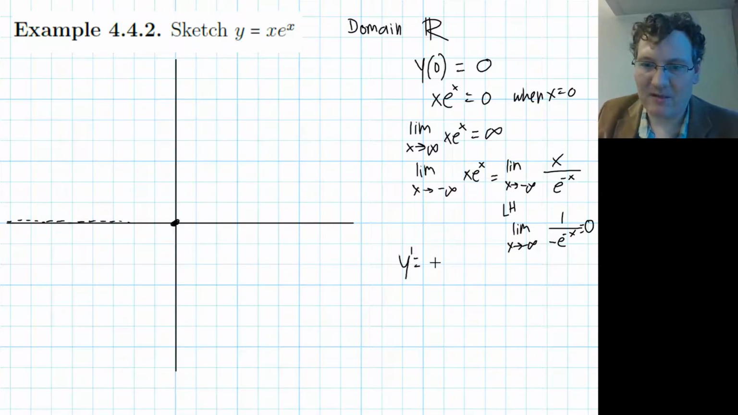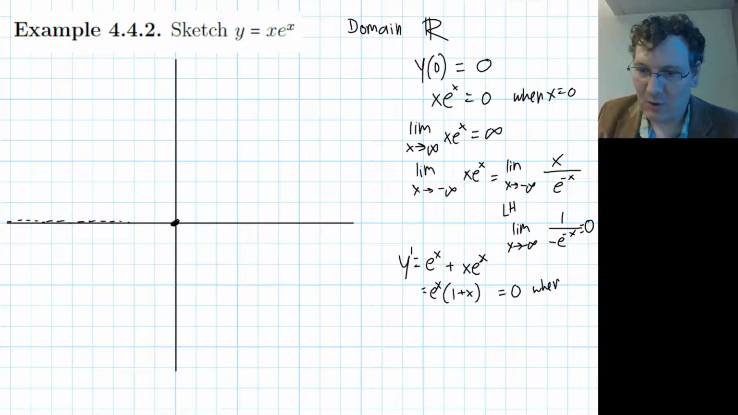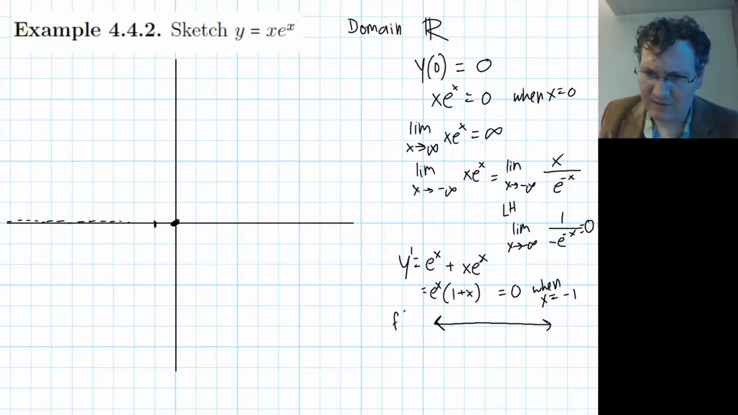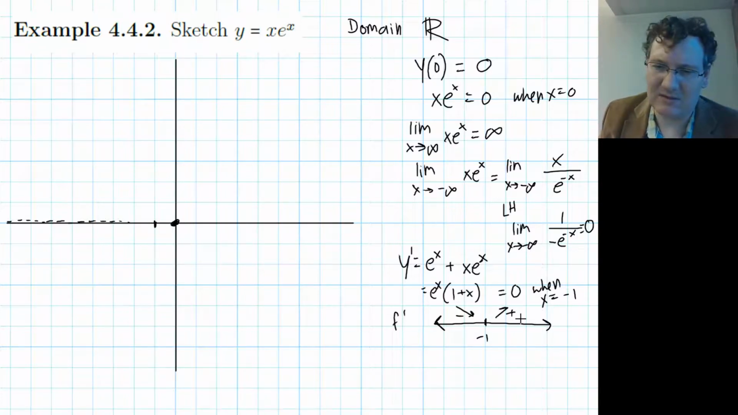So y prime is going to be e to the x plus x times e to the x. That's the first derivative of this thing. And this is e to the x times 1 plus x. So this is equal to 0 when x equals -1. Let's look at a sign graph of the first derivative. At -1 it's going to be 0, and when x is greater than that, it's going to be positive, and less than that, negative. So this thing is decreasing, and then it's going to be increasing.